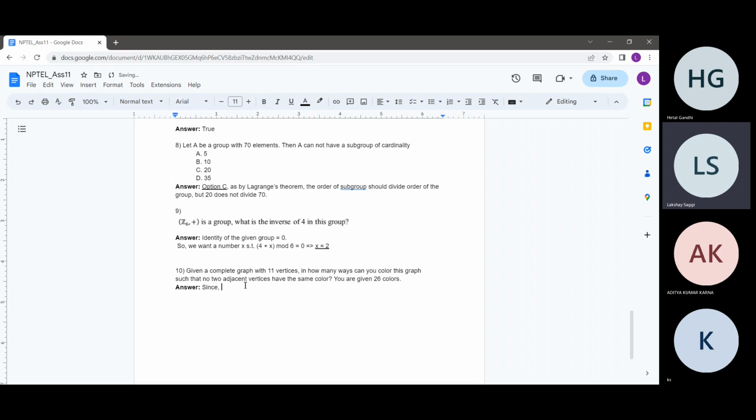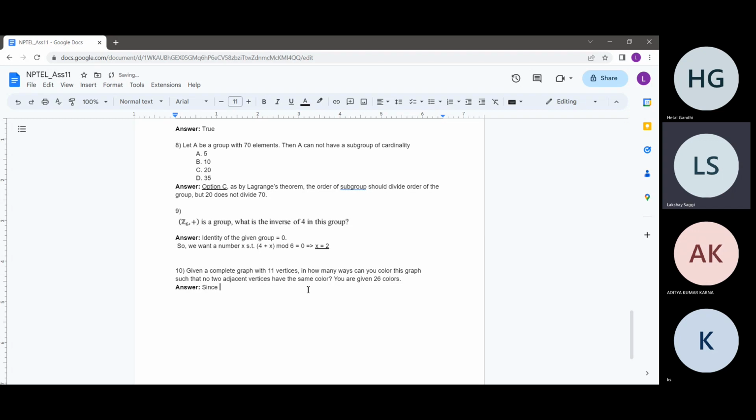So let's see. This sort of question has been covered in the lectures directly also, but I'll just mention it again as a sort of revision. So we are given a complete graph with 11 vertices.